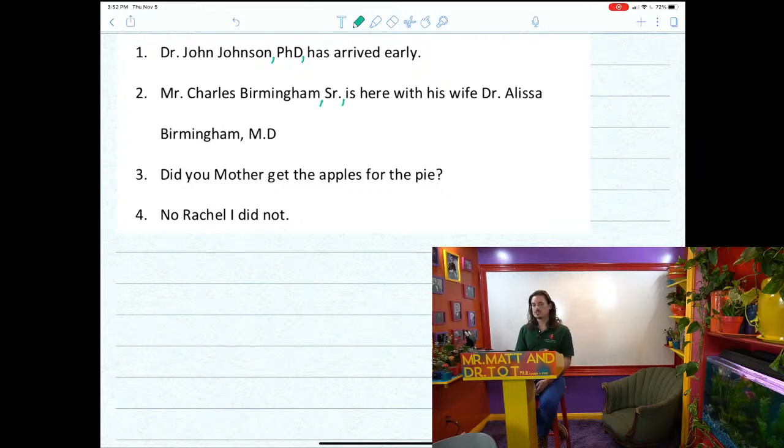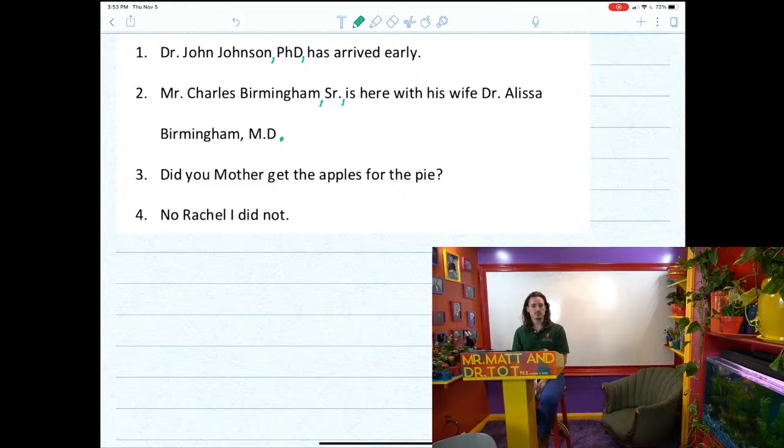Technically, there is an option just with junior or senior that it's either 2 commas that surround the entire suffix or no commas at all. So technically, no commas is also grammatically correct. It would not be correct to use just 1 comma. And I know that sounds really picky, but in general, what I do is I just always use commas because then I don't have to think about it. So Mr. Charles Birmingham, comma, Sr., period, comma, is here with his wife, Dr. Alyssa Birmingham, comma, M.D., period. So M period D period.